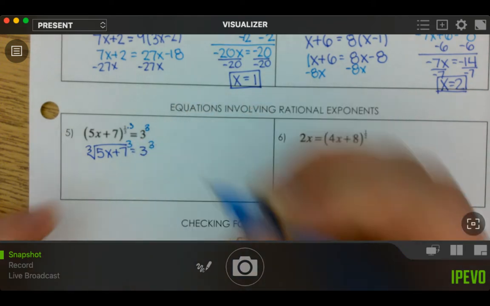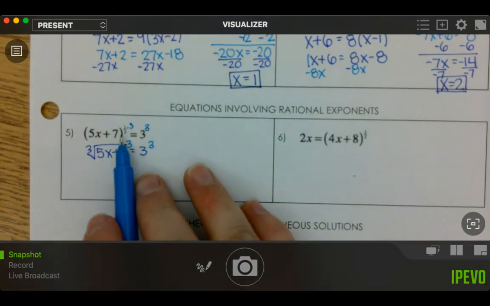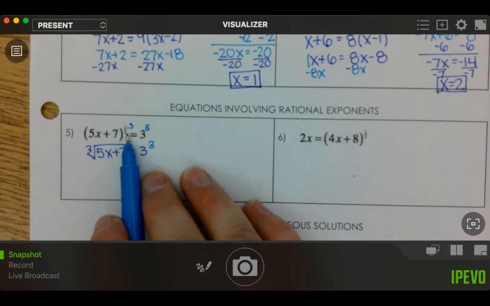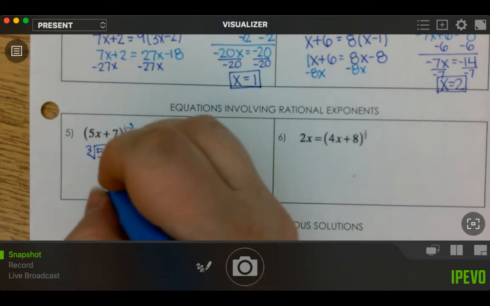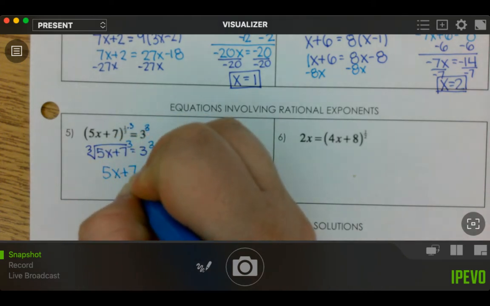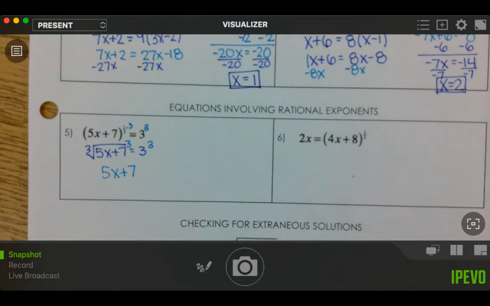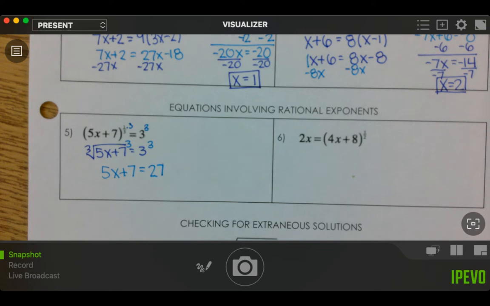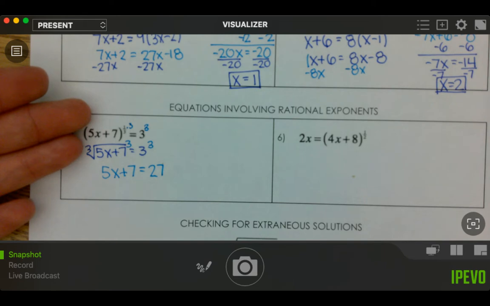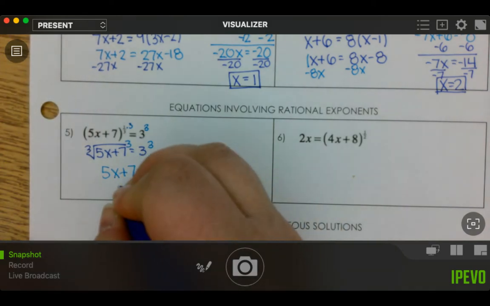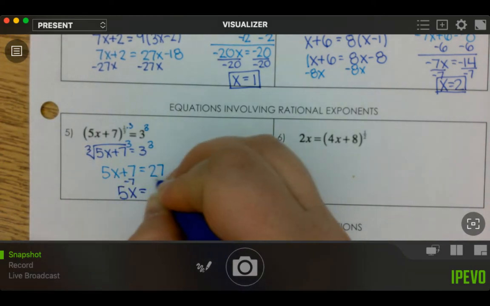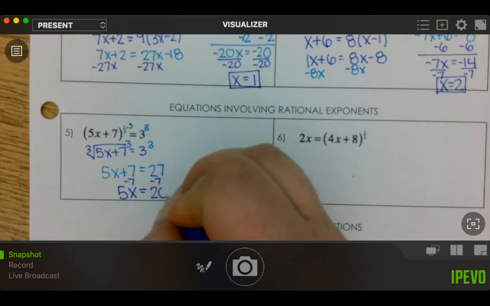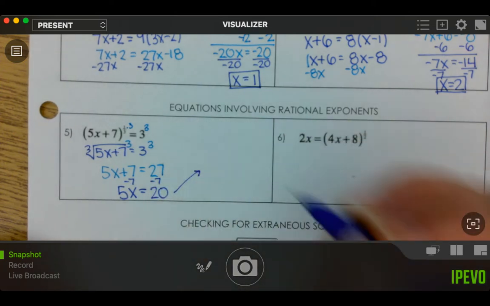The cube power gets rid of the cube root, but this is why the cube power gets rid of the cube root, and why the cube root is the 1/3 power, because a power of 3 multiplies together, and that's just 5x plus 7 to the first power, which you don't need to write. And then on the other side, 3 cubed is 27. And then you would subtract 7 to the other side and divide by 5. So don't freak out when you see these rational exponents. They're really the same thing as they were in the last half of the unit, which we already took a quiz over and everything. So if you're still having trouble with those, let me know.